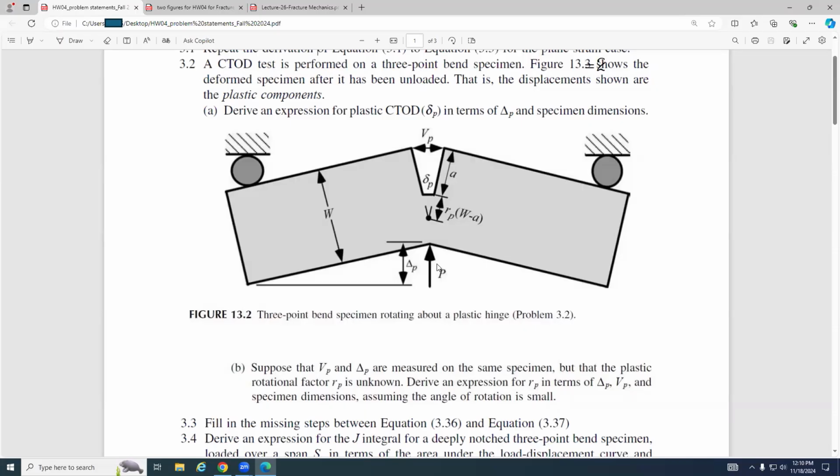So this is A plus RP multiplied by B, where B equals W minus A. Based on this equation, we can get delta P equals 2W multiplied by VP divided by A plus RP multiplied by B.